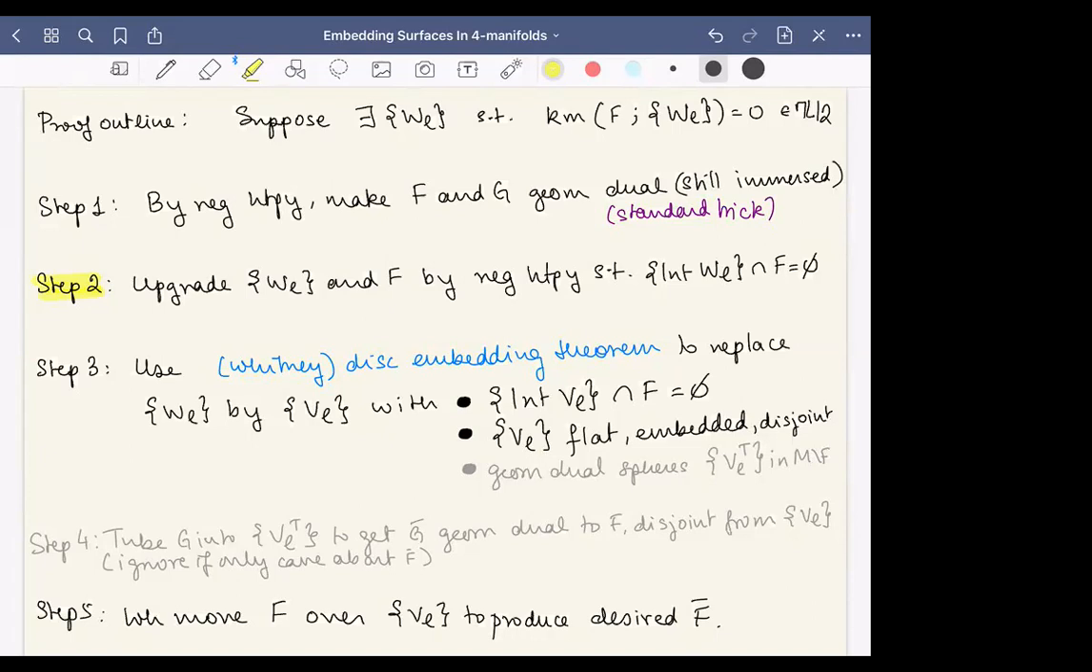I should say that you might think about, what about this good group hypothesis, etc. You don't have to worry about it, because since G is geometrically dual, the complement of F has the same fundamental group as M, and that's why it's still good.